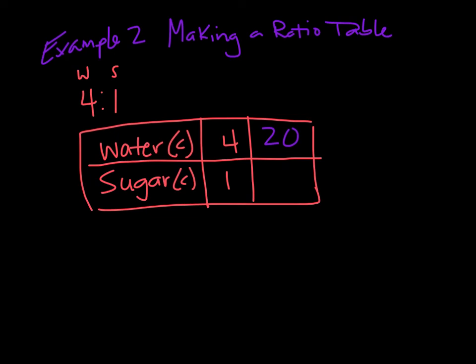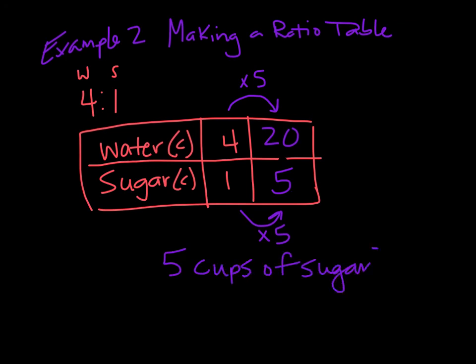Well, just as we were practicing, I have this part as my unknown. Because that's my unknown, I have to figure out how I got from 4 to 20. 4 times 5 equals 20. Whatever I do to the top, I'm going to do to the bottom. 1 times 5 equals 5. So my answer to this is very simple. How much sugar do you need? You need 5 cups of sugar. And that's it. That's your answer.